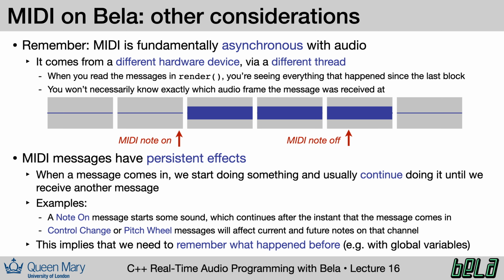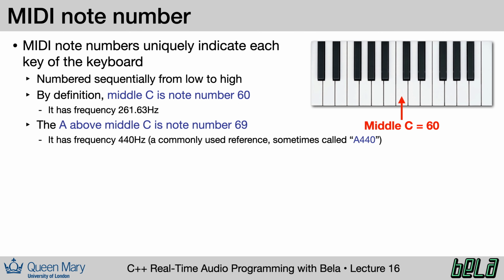But one thing that is more important is to remember that every MIDI message has a persistent effect. If we have a note on message that comes in, for example, we need to remember the fact that the note should remain on until a note off message comes in. This means that when we receive MIDI messages, we typically want to update the state of our program in some way, oftentimes using global variables or other persistent data structures. In a moment, we'll see why this is important for handling the pitch wheel message.